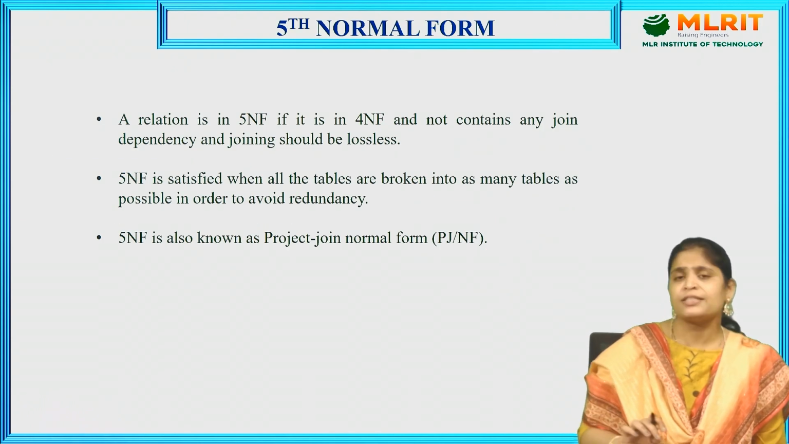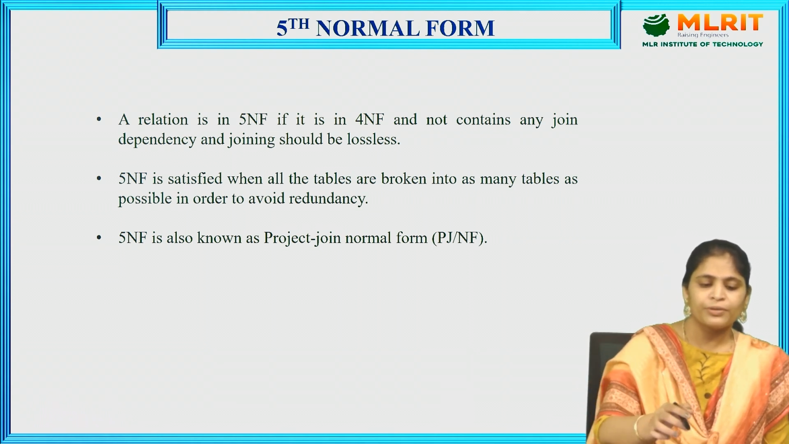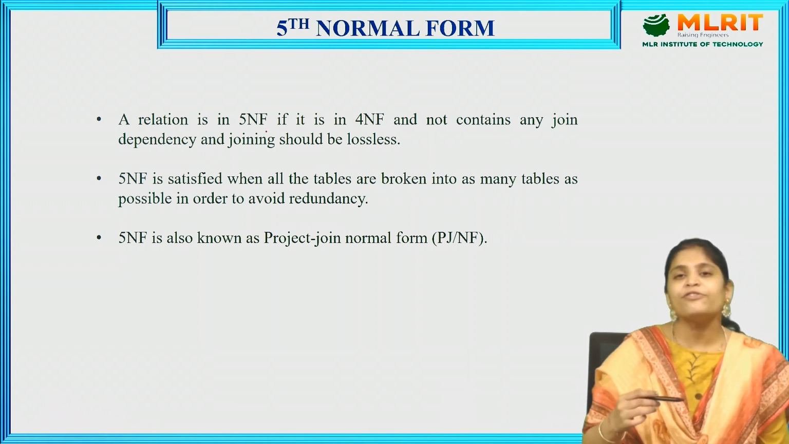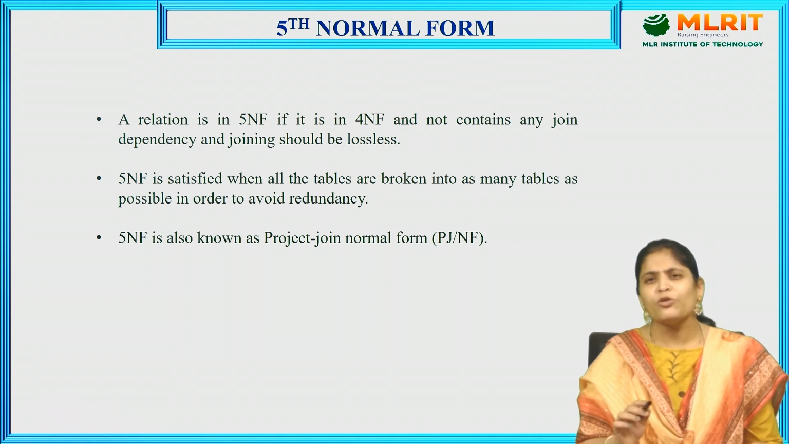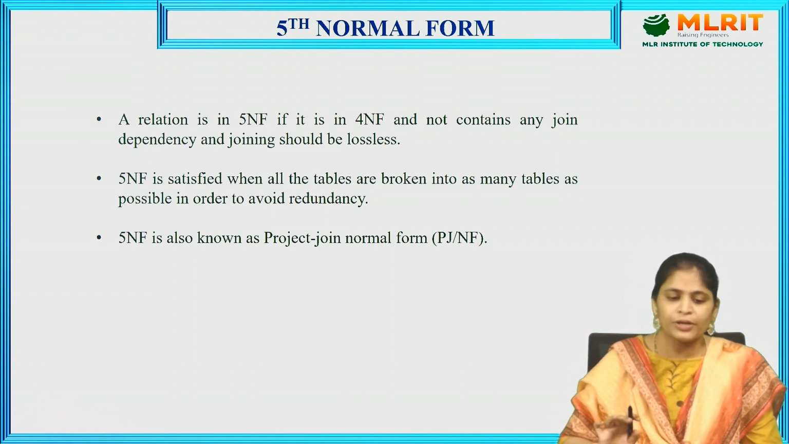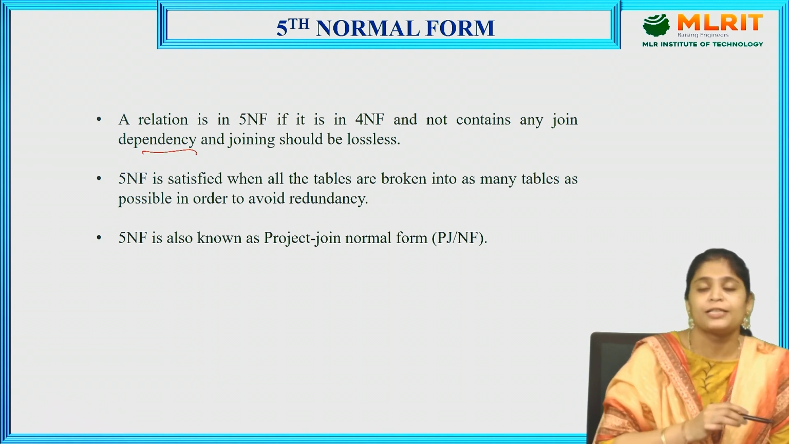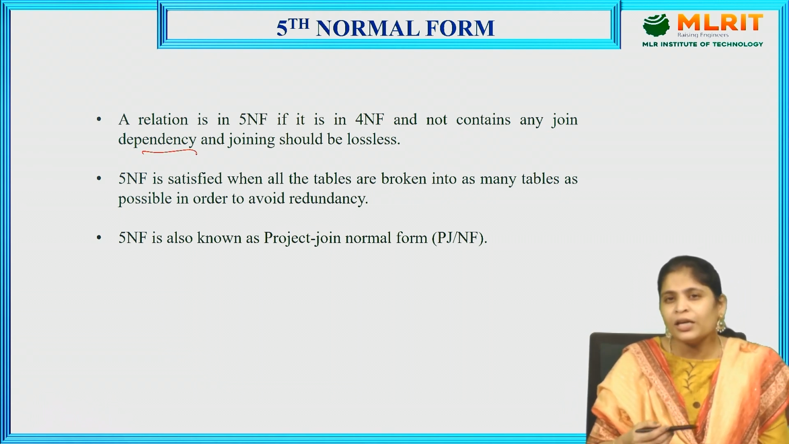Now let us discuss the fifth normal form. So what is fifth normal form? A relation is in 5NF if it satisfies 4NF and no multi-value dependency remains. So 4NF, and it does not contain any join dependency, and the joining should be lossless.